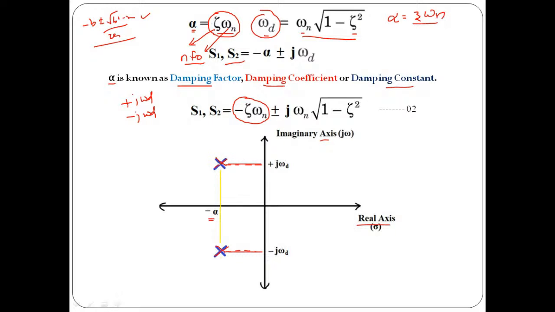Why have we indicated them by cross sign? Because they are indicating the poles. Because S1, S2 are nothing but roots of the characteristic equation. What is the characteristic equation? It is nothing but the denominator polynomial function. When you equate that term to 0, whatever solutions of S you get, those are nothing but poles. Hence, for a second order control system, S1 and S2 simply indicate the poles. So one pole is available at this location and another one will be available at this location. That's it.